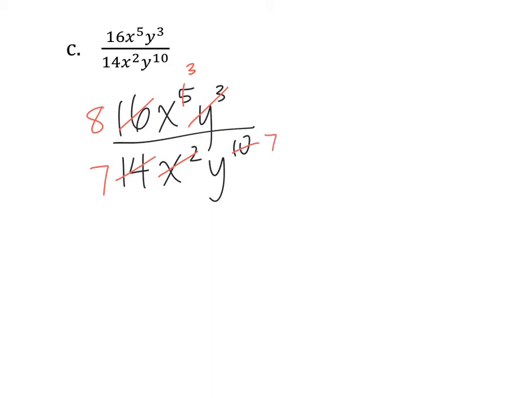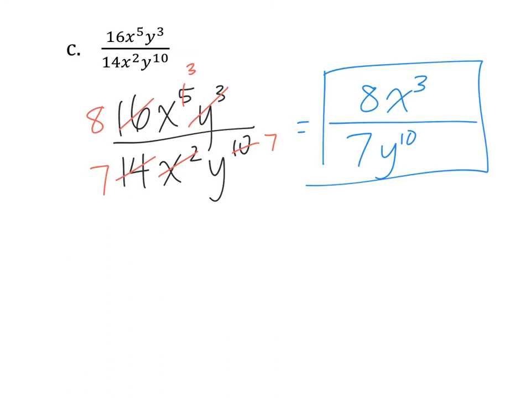And I'm left with, now, in my numerator I have 8 and an x cubed. In the denominator, I have 7y to the 7th power. And you always want to look at your answer again to see if there's anything else you can do to simplify it. In this case, it's already in its simplest form, so I'll leave it there.